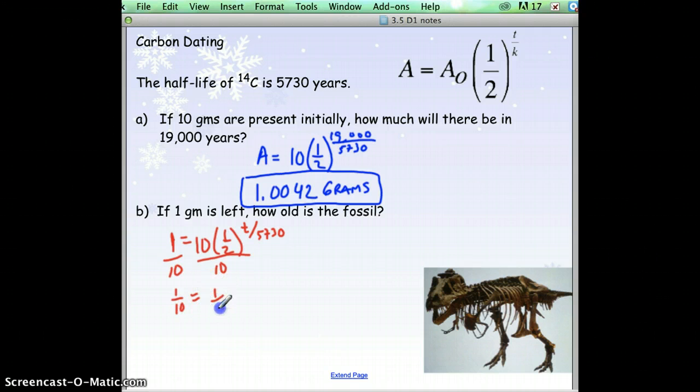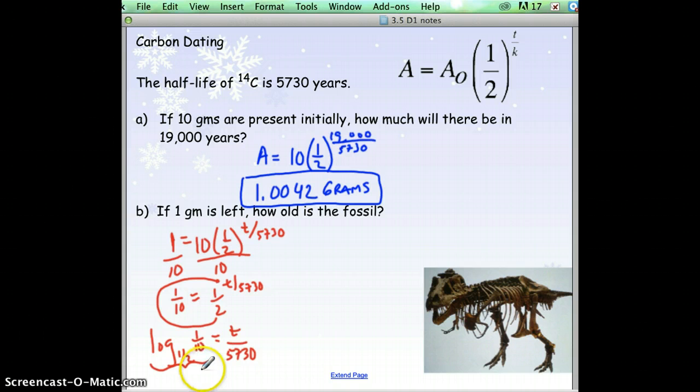equals 1/2 to the t divided by 5,730. Now the exponent is isolated, so now we can swoop it into a log. It's going to look a little weird, but it'll work. Log base 1/2 of 1/10 equals t divided by 5,730. So type this in your calculator.